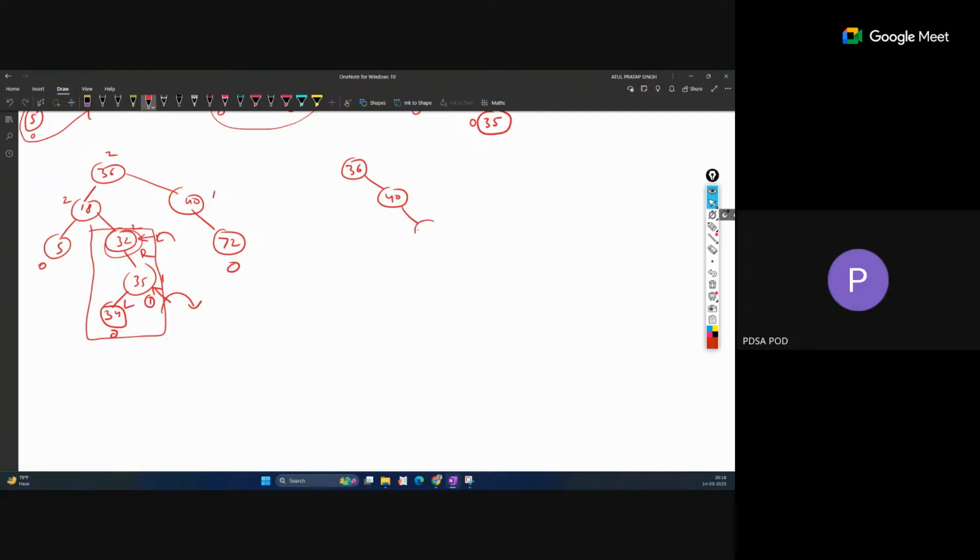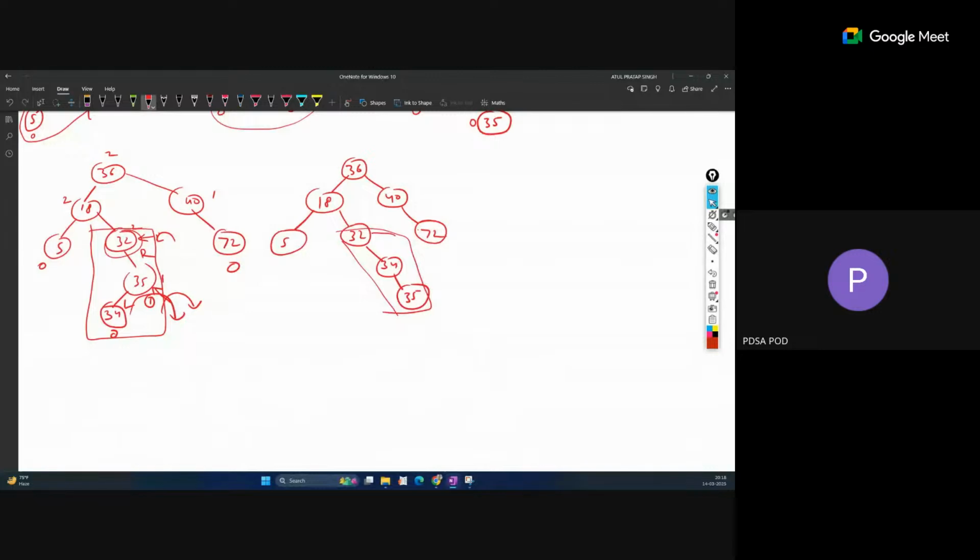72 and 18 will all remain the same, and 5. So the first rotation we will apply here like this. This 35 will become a right child and 34 will move to the 35 position. That means 32 will remain the same, but here this 34 will come and 35 will become like this. So we have made this one rotation. After one rotation, we are getting this type of thing. Still this is not balanced.